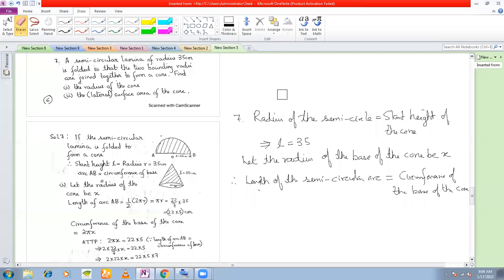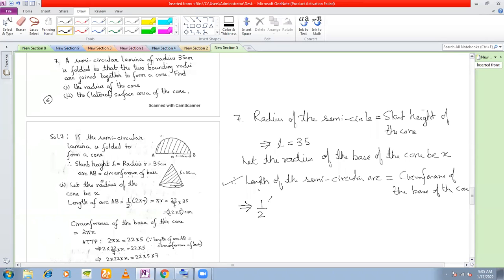Once we know the radius of the base of the cone, we will be able to find out the rest. As you see, there are two parts to this question. First, find out the radius of the cone, which we can find with the help of this one length. Second, find out the lateral surface area or curved surface area of the cone, which we can, because the formula is pi RL, and we know R and L. So let's see how to find the length of the semicircular arc.